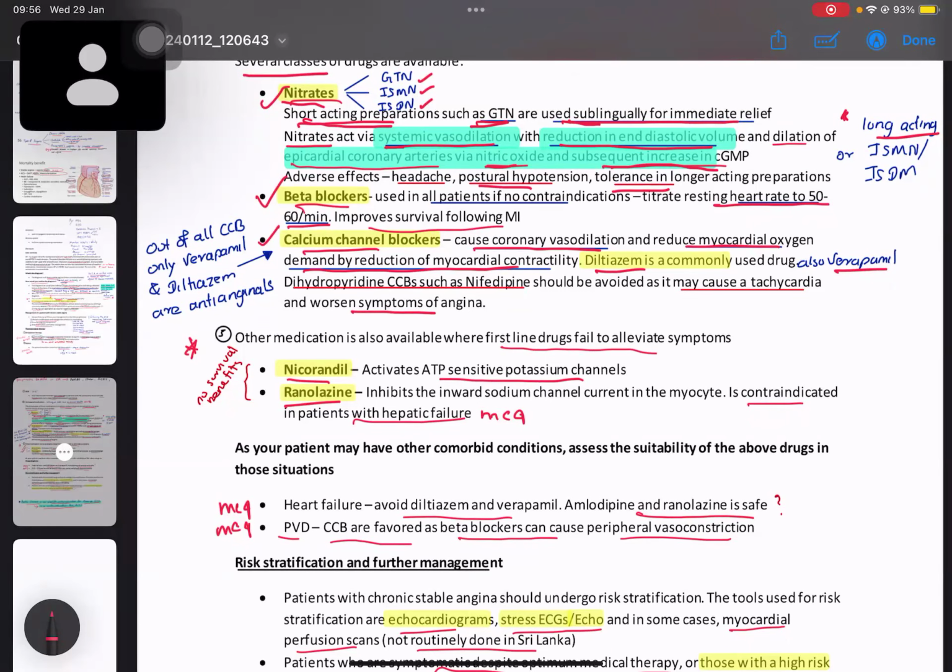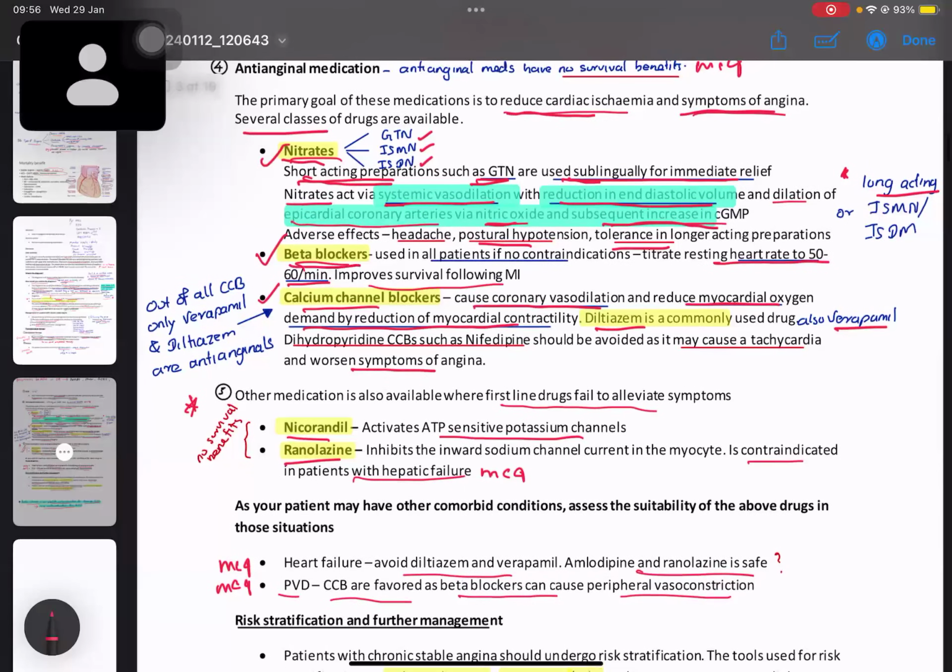Okay. Then the next anti-anginal medication is beta blocker. Usually, it's used in all patients if there are no contraindications for beta blocker. Remember, in vivas and your case discussion, you should have control within yourself. I mean, if you tell something, they will be asking the next question from the answer you told. So tell the answer that you know, in case they ask further questions on that answer.